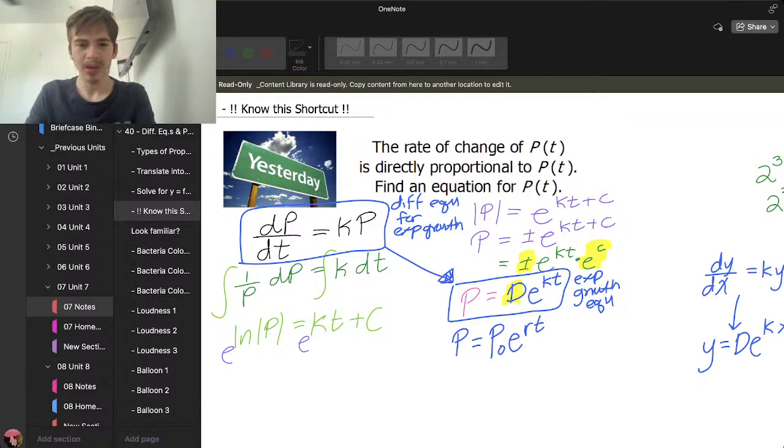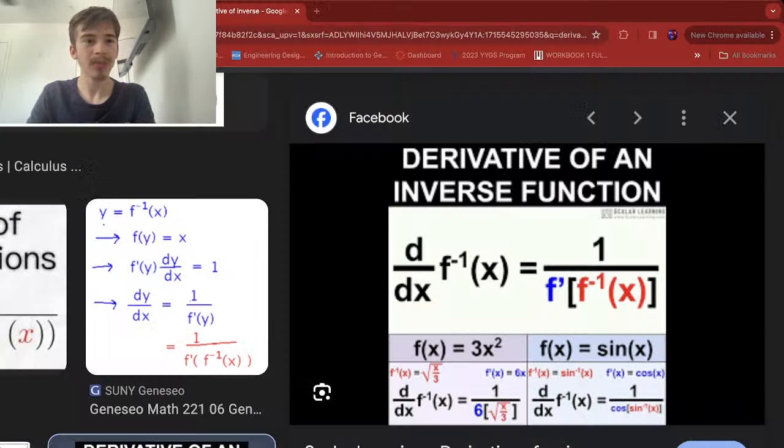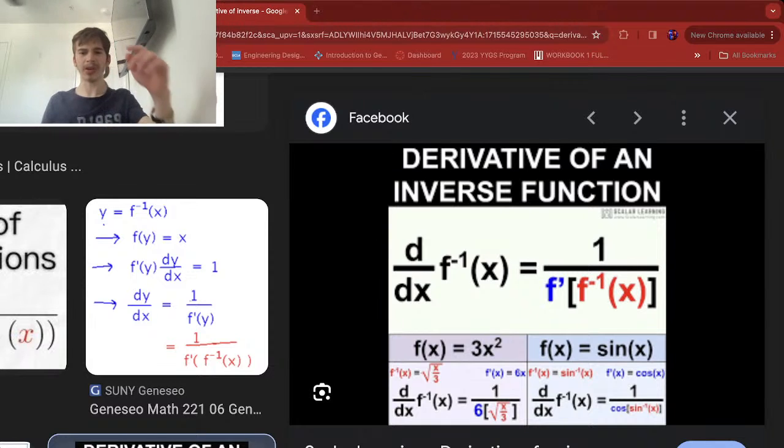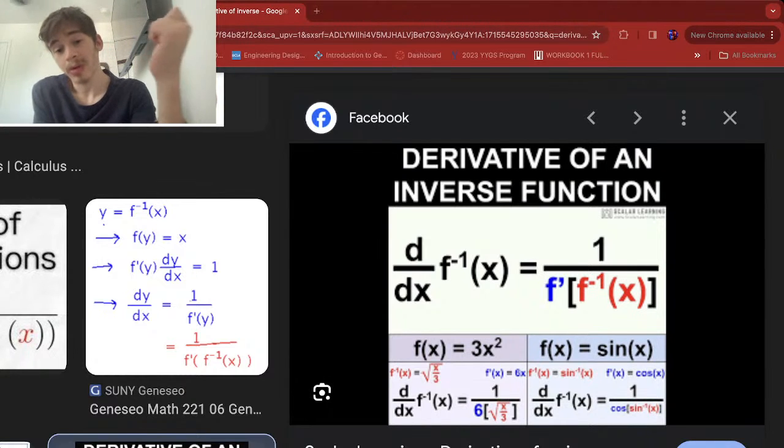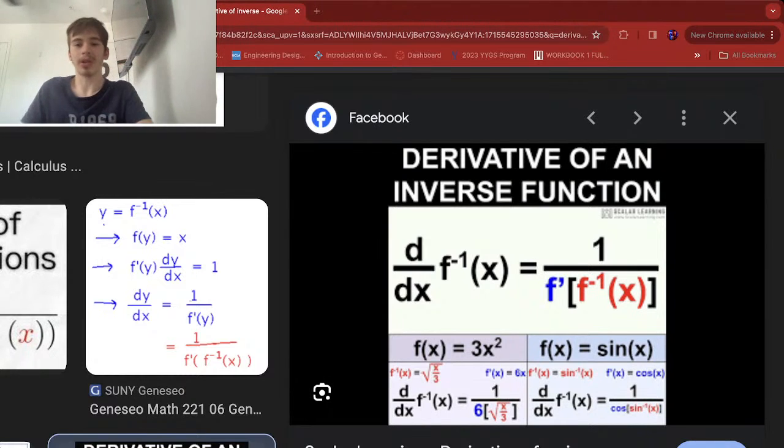Okay, let me quickly change my screen. Chrome. Okay, there we go. So, the derivative of an inverse at some x is equal to 1 divided by the derivative of... Okay, no, hold on. Let me rephrase it. The derivative of the inverse of a function at x is equal to 1 divided by the derivative of the function, if that makes sense. Which is kind of weird.